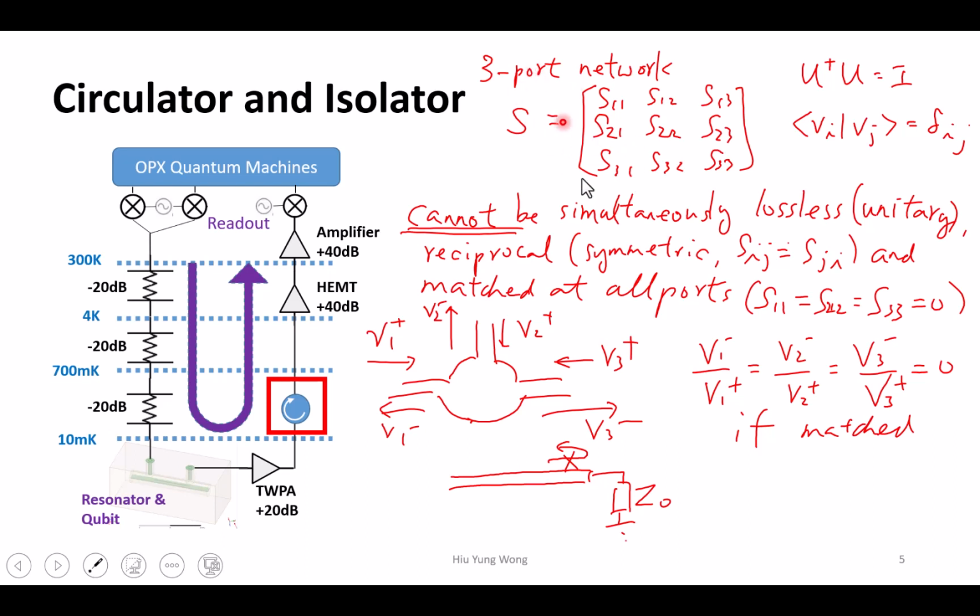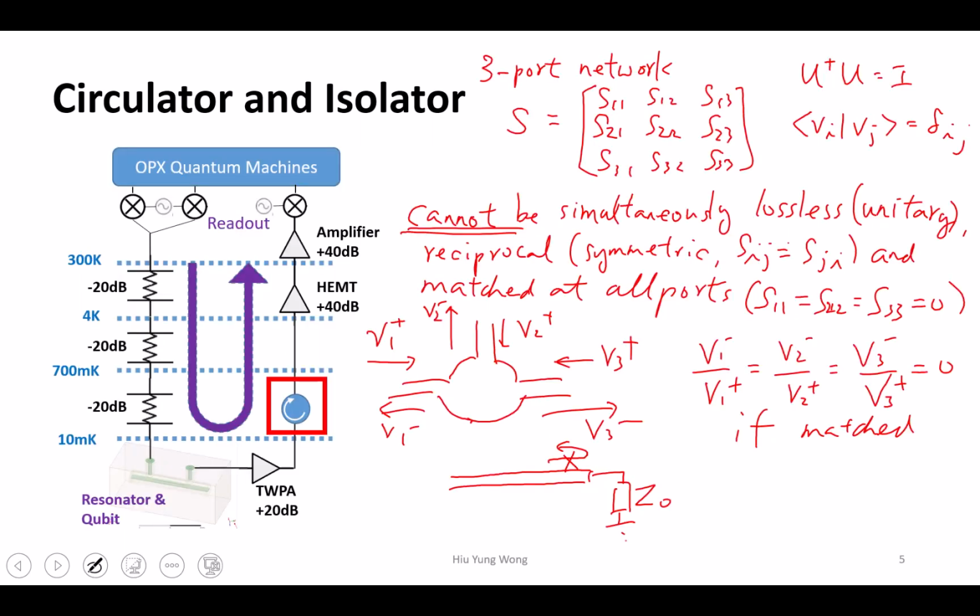This is a problem of any three-port network, and a circulator is one type of three-port network. Yes, we can have two of them at the same time, so let me prove it to you. Maybe I just write here. This is what you just said, right? So this is a three-port network that cannot be simultaneously all three of them.